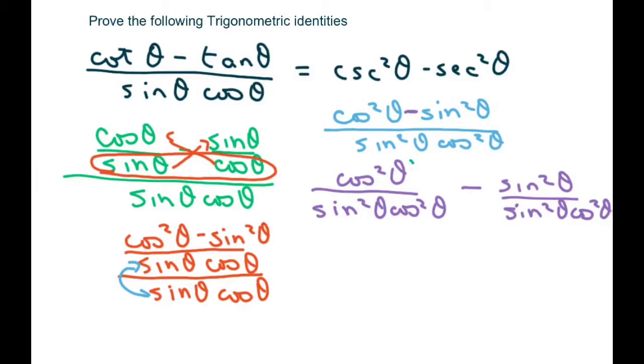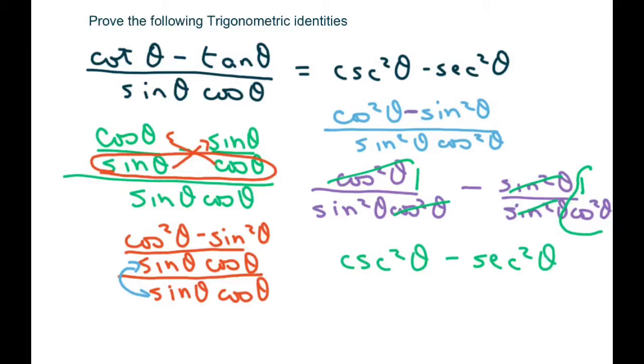So let's see, these two cancel out and you have a 1. These two cancel out and you have a 1. Well, 1 over sine squared is cosecant squared, and 1 over cosine squared equals secant squared. And they match up, so you're good to go on that one.